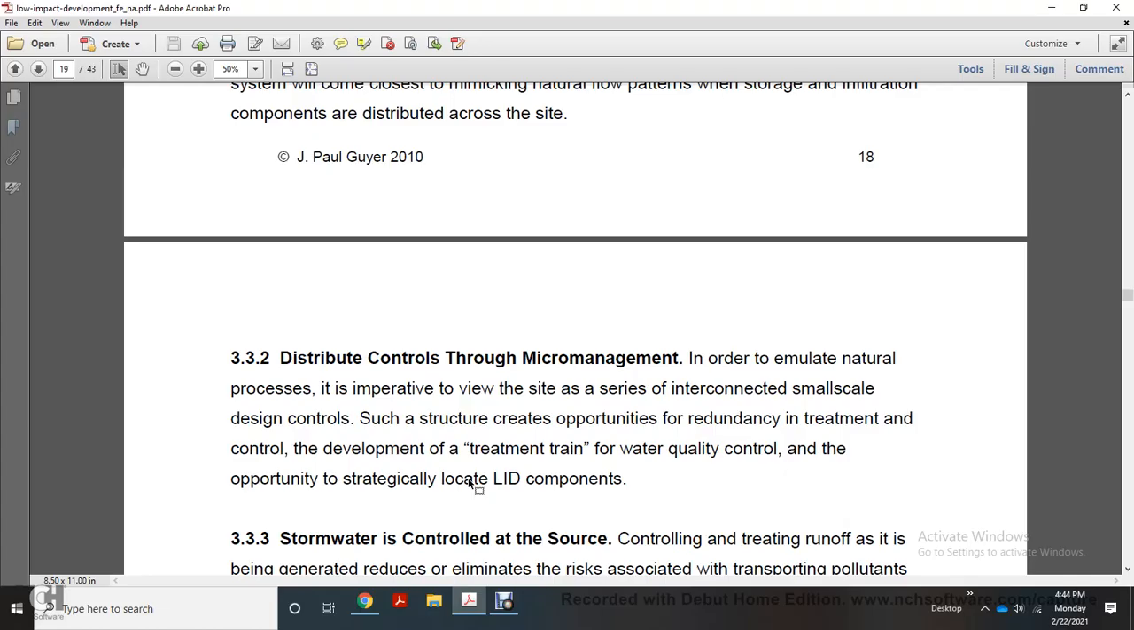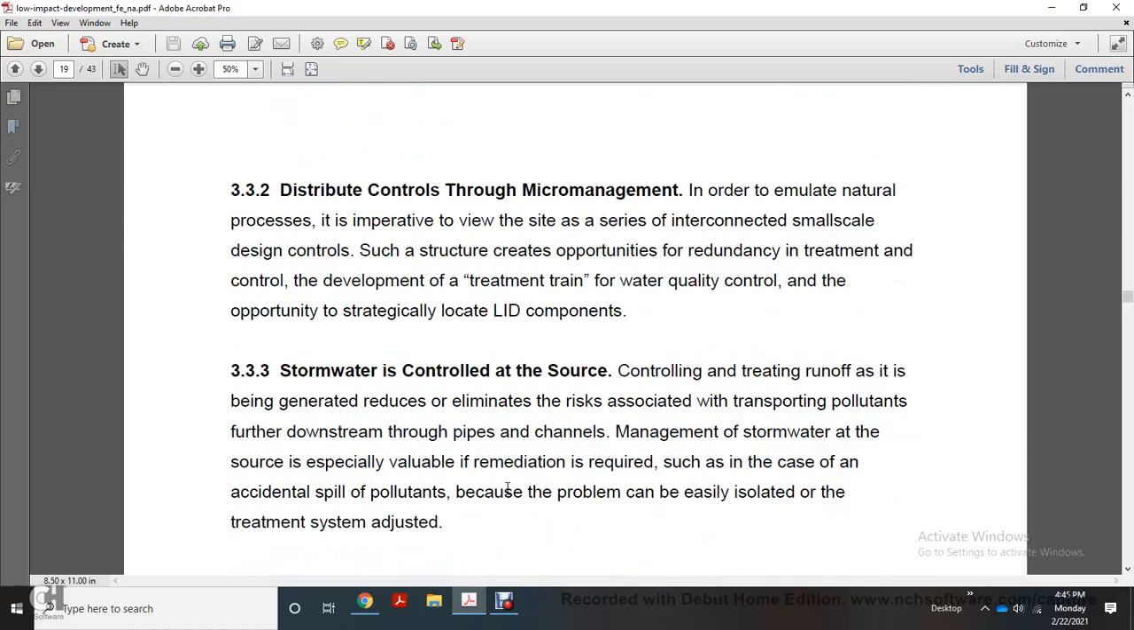In order to emulate natural processes, operate at the scale of the site with interconnected small-scale design controls, so the structures create opportunity for redundancy within treatment and for the development of a treatment train for water quality control, and the opportunity to strategically locate the low impact development components.